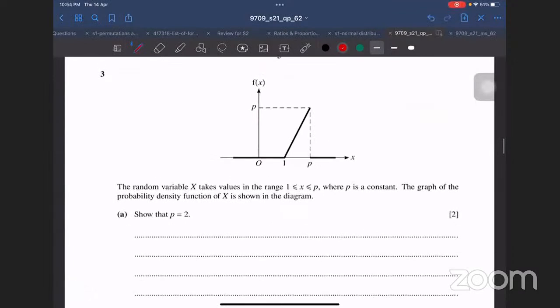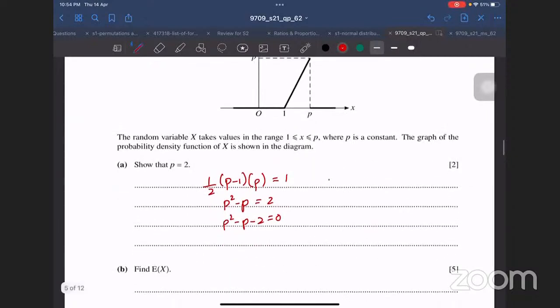Okay, then this says the random variable X takes values in the range 1 to p, where p is a constant. The graph of the probability density function of X is shown in the diagram. Show that p equals 2. I know that this entire area must be equal to 1. I'm going to say that half base is p minus 1 and height is p, so therefore it equals 1. It becomes p squared minus p equals 2. So I get two values for p: p equals 2, p equals minus 1, so I discard this.